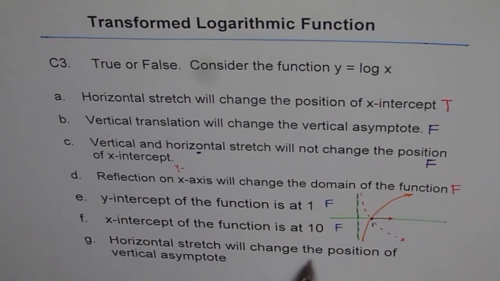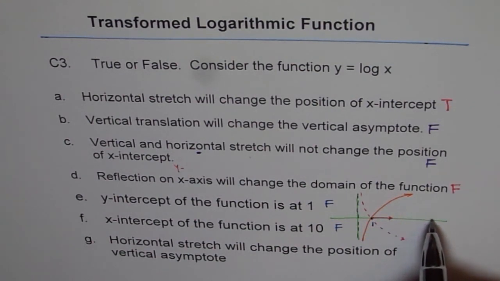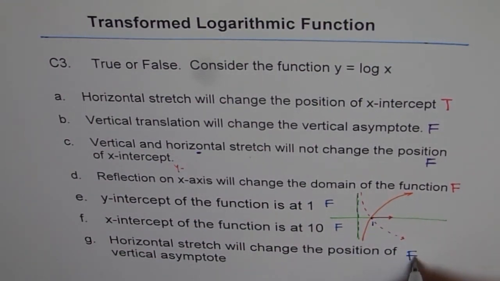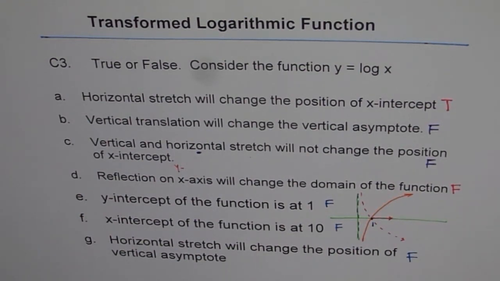Horizontal stretch will change the position of the vertical asymptote. Horizontally, if I stretch this function, nothing happens to the vertical asymptote. So this statement is also false. Okay, so these are the answers for the given questions. Thank you.